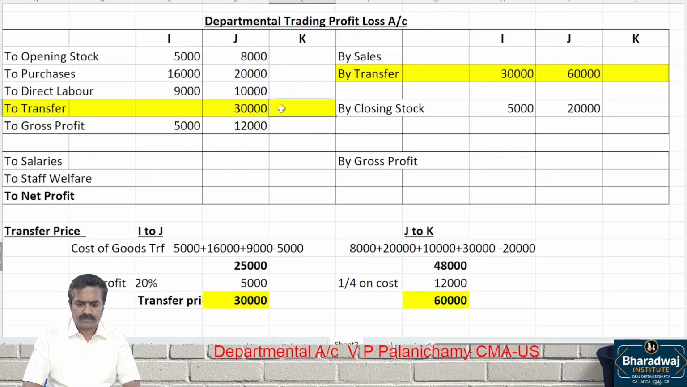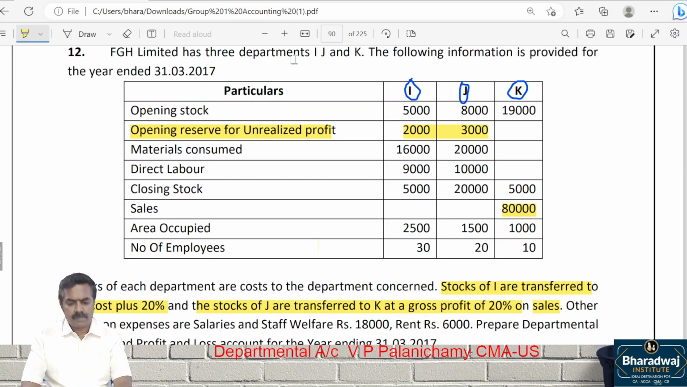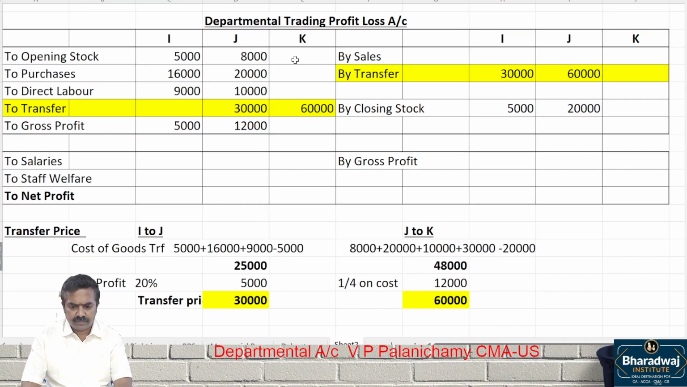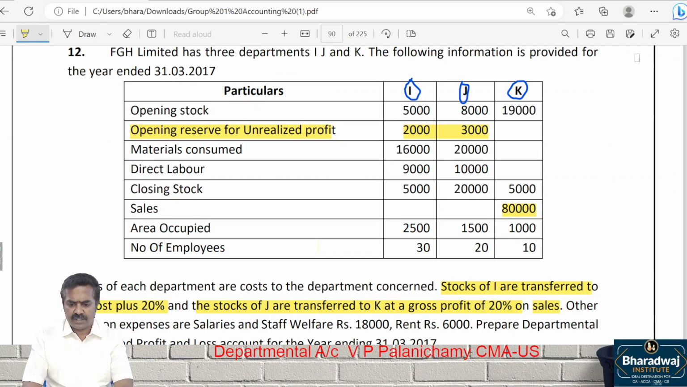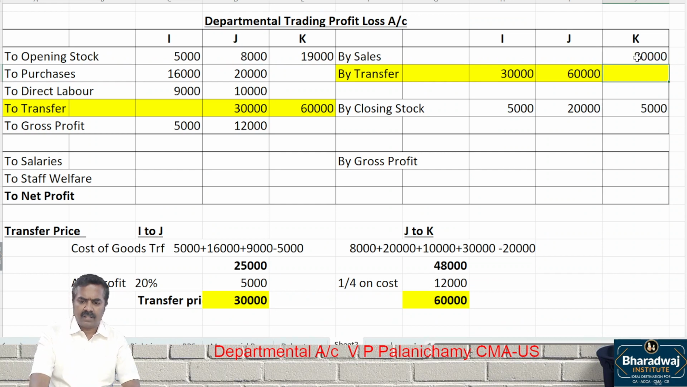Then for department K, what is opening stock? Purchases கிடையாது, direct labor கிடையாது, transferred goods only. What is the closing stock? 5,000. Sales is given to us. Sales of K, how much is given? 80,000. The tally panna, GP will come. What is the gross profit?